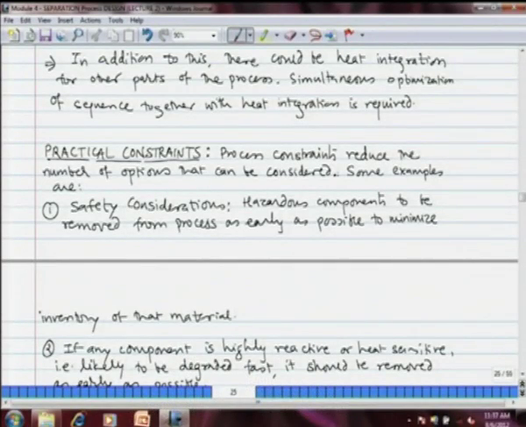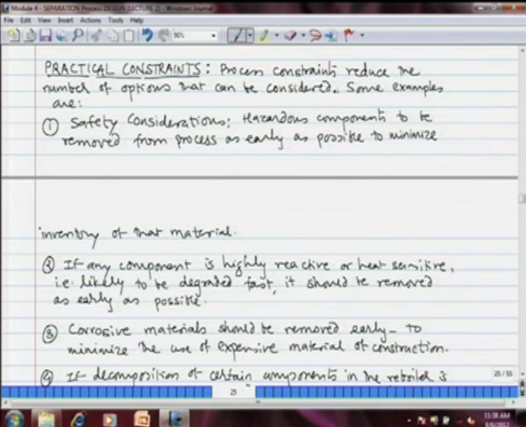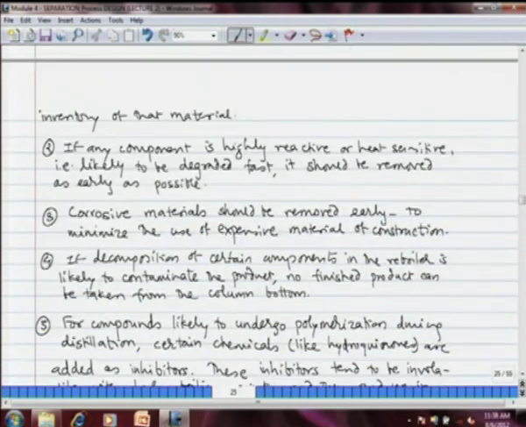However, least total vapor load or flexibility in heat integration may not be the only criteria. There are some practical constraints in choosing the best sequence of distillation columns. The practical constraints are as follows, and these reduce the number of options that can be considered. First is the safety consideration. Hazardous components are to be removed from the process as early as possible to minimize the inventory of that material. Then if a component is highly reactive or heat sensitive, it should be removed as early as possible, because as you go on separating the mixture, the temperature of the column is likely to increase with heavier components left in the stream, and the heat sensitive component may get degraded. Then if a component is corrosive, it should be removed as early as possible to minimize the use of expensive material of construction.